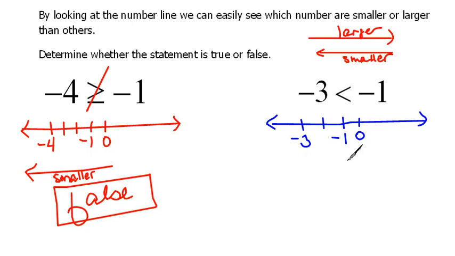Now, looking at this, remember, as we go to the left, the numbers get smaller. So that tells us that -3 is farther to the left. It is smaller than -1. And this statement actually says that. It says -3 is less than -1. So this is a true statement.